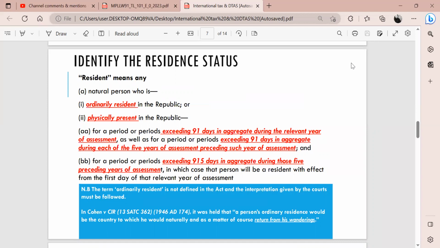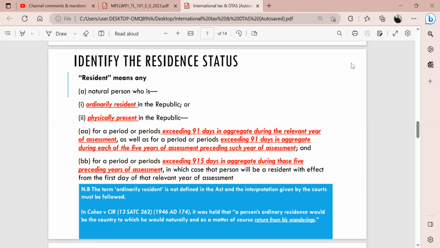Resident, in terms of the Income Tax Act, means any natural person who is ordinarily resident in the Republic or physically present in the Republic for a period or periods exceeding 91 days in aggregate during the relevant year of assessment, as well as for a period or periods exceeding 91 days in aggregate during each of the 5 years of assessment preceding such year of assessment, and for a period or periods exceeding 915 days in aggregate during those 5 preceding years of assessment, in which case that person will be a resident with effect from the first day of that relevant year of assessment.